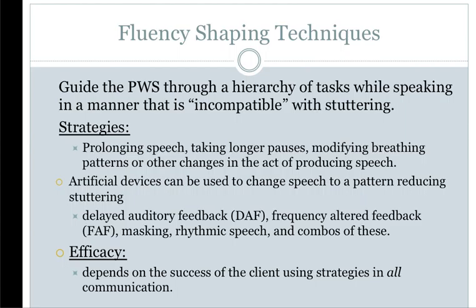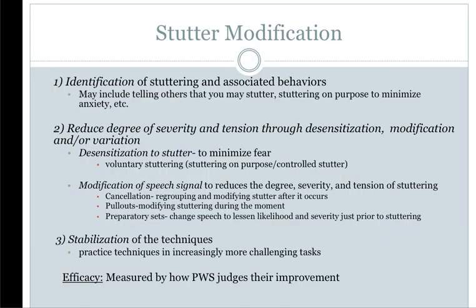For fluency shaping techniques, the speech pathologist would take the individual through more and more difficult speaking tasks and teach them in a way that doesn't allow for stuttering. This includes prolonging speech, taking longer pauses, modifying breathing patterns, and sometimes using artificial devices like the one I talked about earlier, such as a delayed auditory feedback device, which changes the way speech sounds and is supposed to influence the fluency of the individual. Efficacy here requires the individual to be fluent in all the different speech conditions.